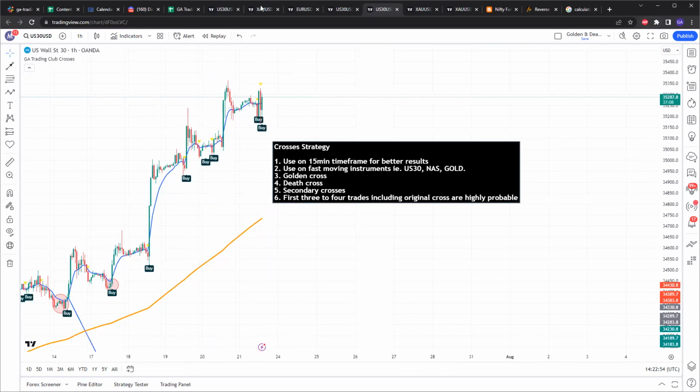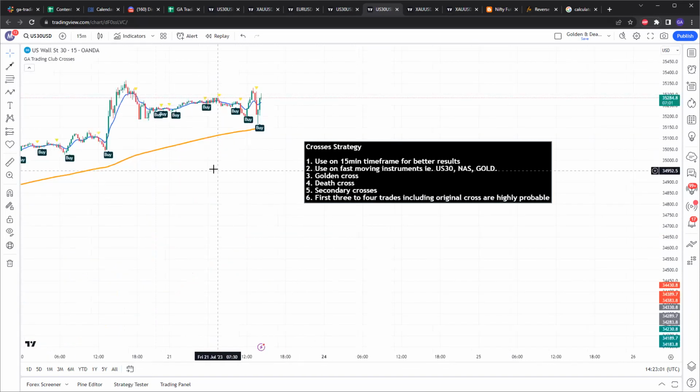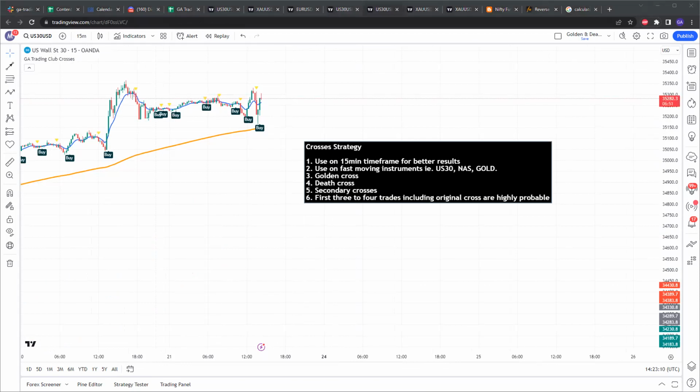So that's what I'm looking for. I'm looking for the death cross on US 30 on the 15-minute time frame and on the hourly time frame. And hopefully we get that either today or possibly on Sunday or Monday. Any questions from anyone?